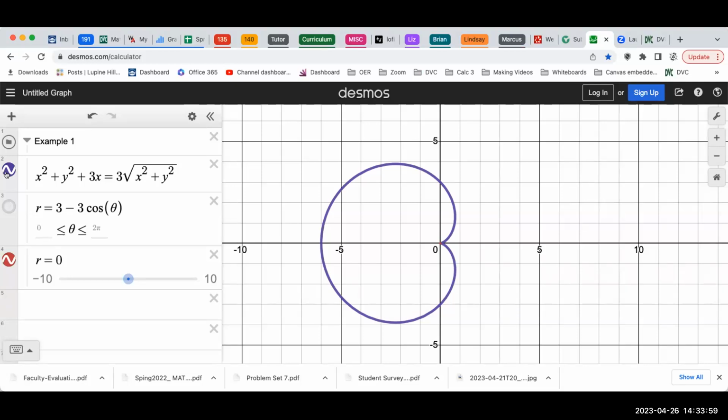Does that kind of convince you guys? My teacher never explained that, so I was so lost when that happened. But yes, that's what it's saying. This is the graph of the cardioid overlapping with just the origin point, which is already part of the graph anyway. Okay?